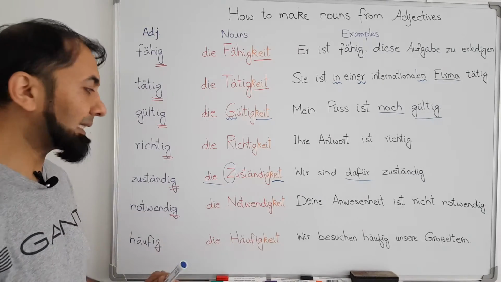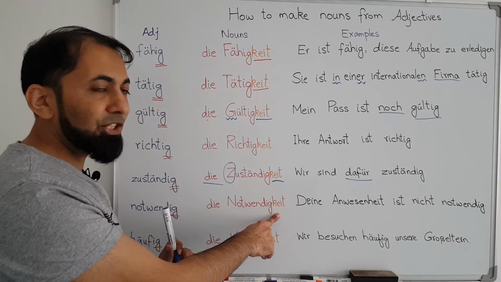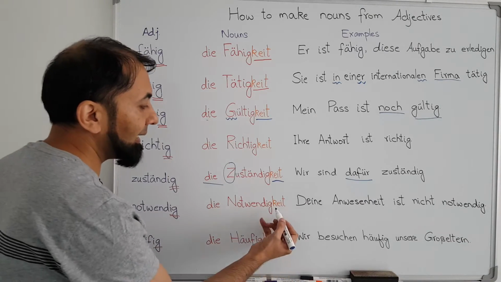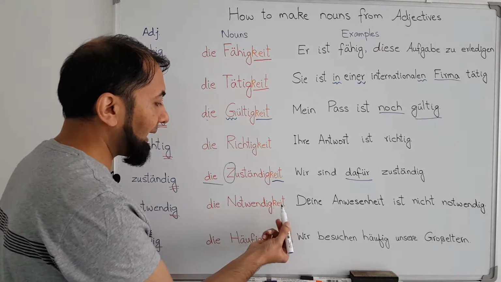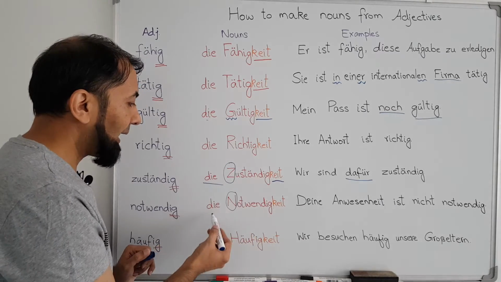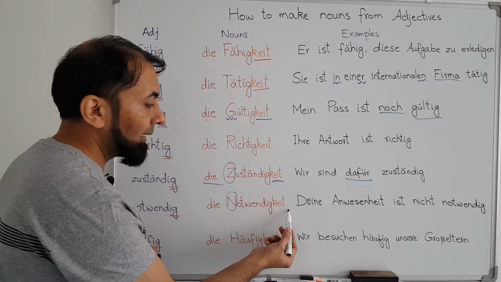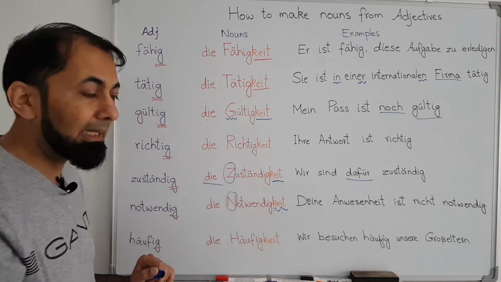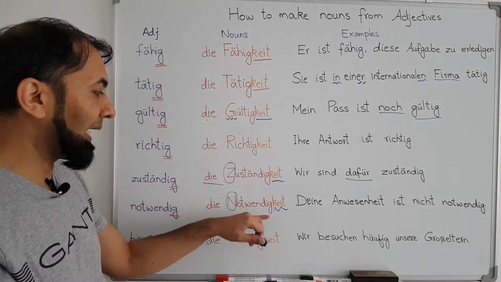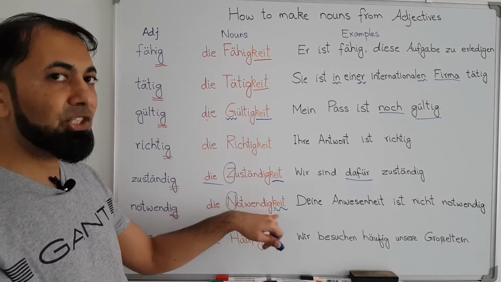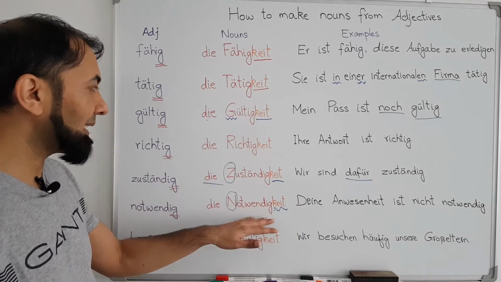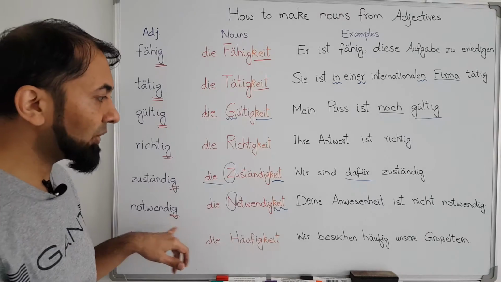The next example is notwendig. Notwendig means necessary. Die Notwendigkeit. How did we make this noun? We simply added keit at the end of the adjective. We started the noun with a capital N, and because all nouns ending with keit are feminine and have the article die, we have die Notwendigkeit, the necessity. Now let's make a sentence with the adjective notwendig.